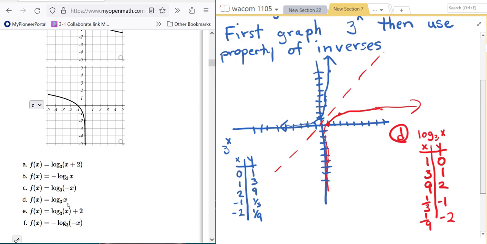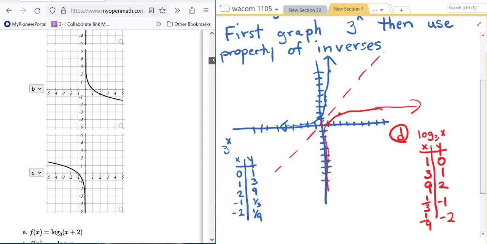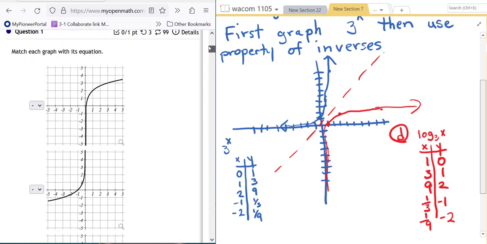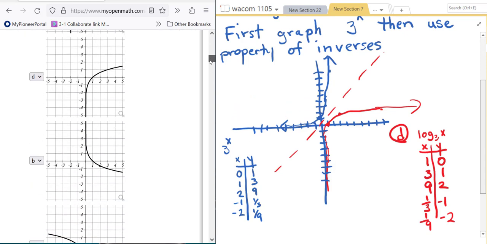All right, we already did D. That's the parent function. E is going to just move the parent function up 2. So let's look up through here. All right, and it will be this one. It's still going to look the same, but it's moved up 2. And this is E.